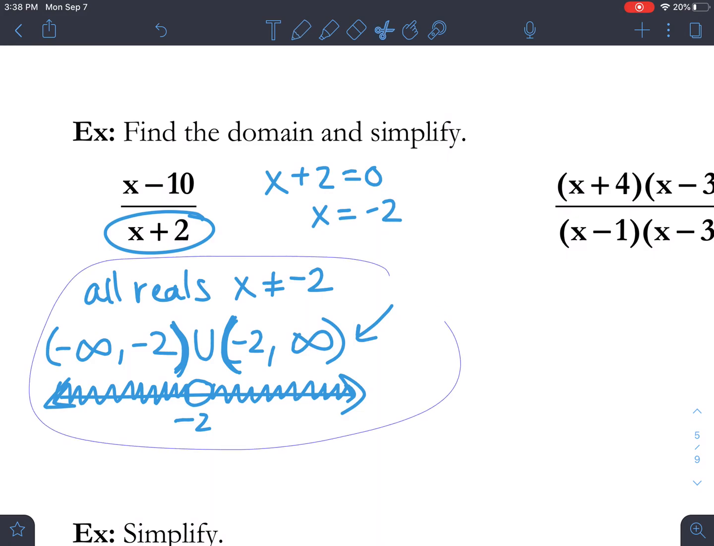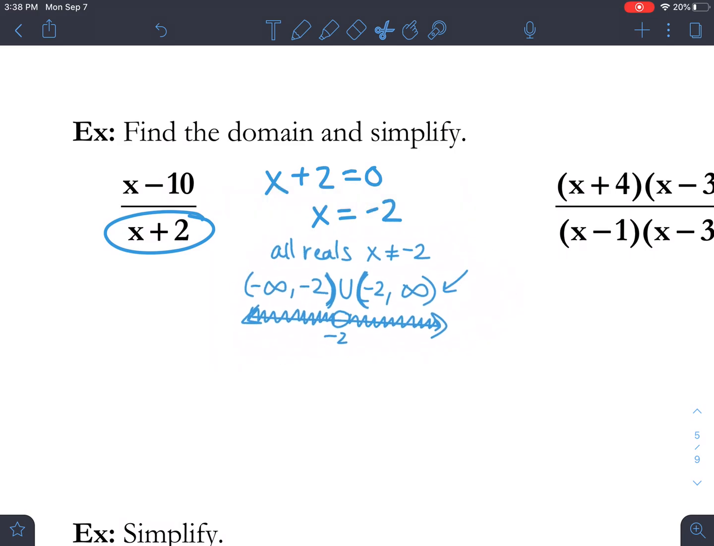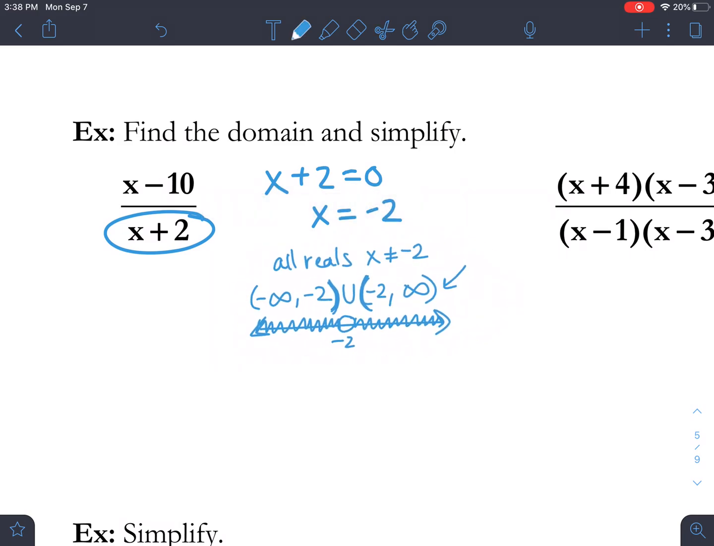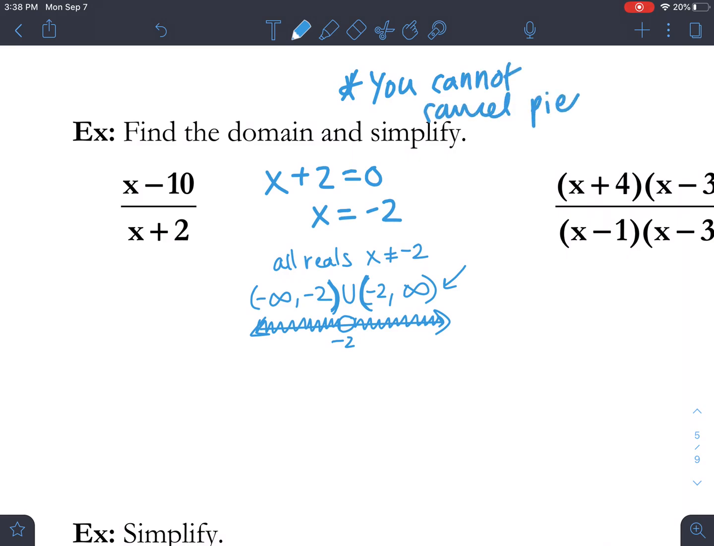Okay, so now let's talk about simplifying. This is much more than you need to write. Typically, I'll only write the domain as the interval notation. Now, simplifying. If I said to simplify this, the algebraic issue that comes up is people love to do this. Okay, write yourself a note. You cannot cancel pieces of a polynomial. The only things that we can cancel are full binomials, matching binomials, things that are factored out and multiplied together.